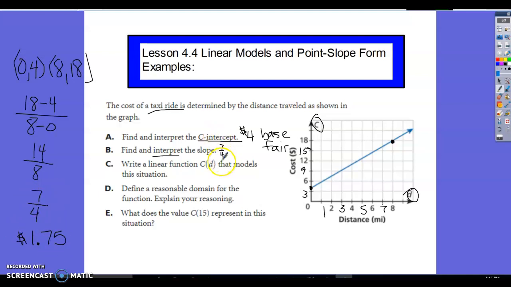So 7/4 is going to be $1.75 per mile, because we're doing miles down here. So $1.75 per mile. You're not going to be able to read my writing here, so that's just per mile.